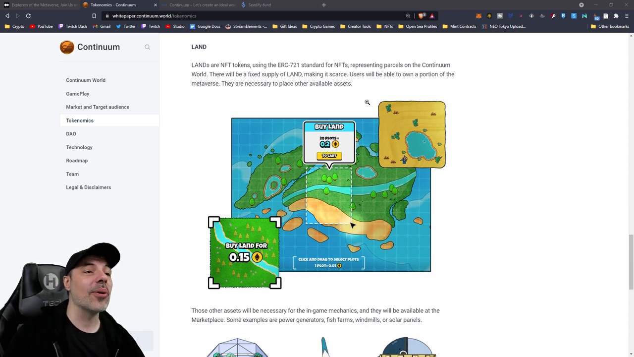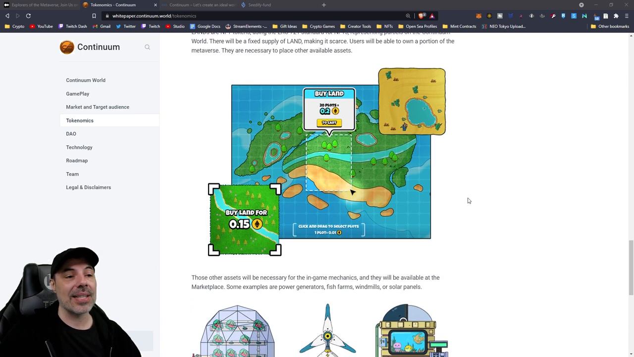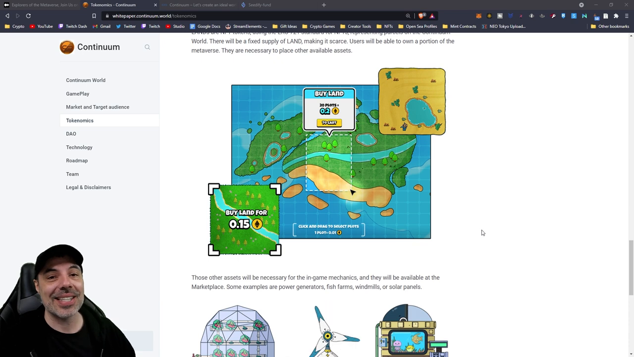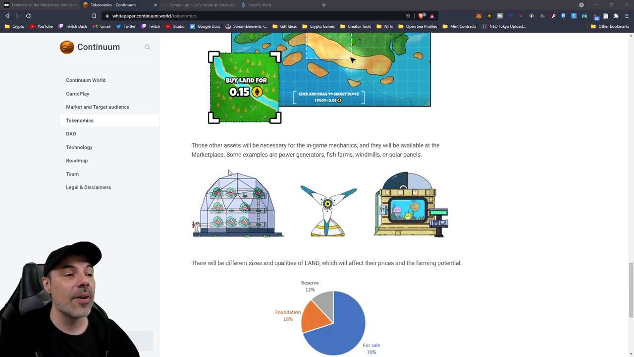Lands are NFT tokens using the ERC 721 standard, representing parcels on the Continuum World. There will be a fixed supply of land, making it scarce. Users will be able to own a portion of the metaverse. They are necessary to place their valuable assets. So you're going to have land to place. I imagine there's going to be some mechanics that allow you to place on other people's land because they mentioned like guild owners and stuff.